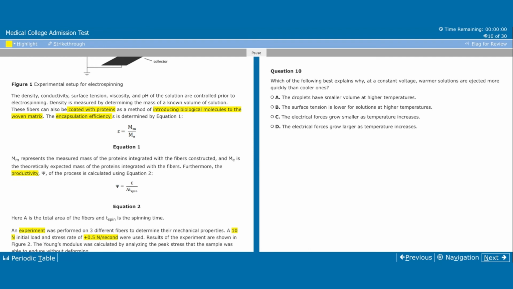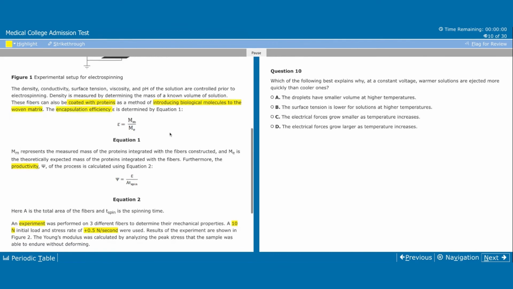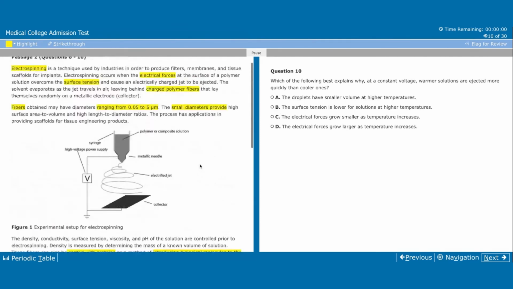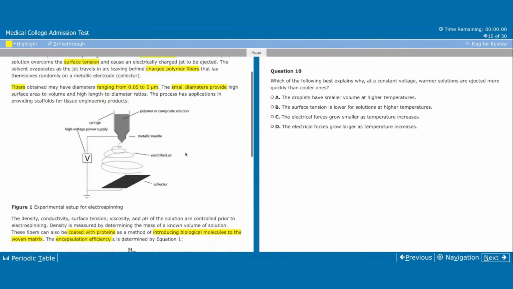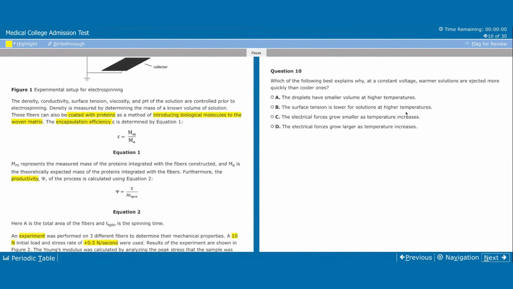So, constant voltage, warmer solutions ejected more quickly than cooler ones. So, the only thing I can think about is, again, just not knowing anything about what's going on in this passage and not knowing anything about anything. I go, you know what? When water temperature's higher, surface tension's a little bit lower, I think. Because water starts boiling if you get high enough. So B is the only one to me that's like, oh yeah, I kind of think I understand that. That's like boiling water. So I'm going to go with B and move on because I don't know anything else.